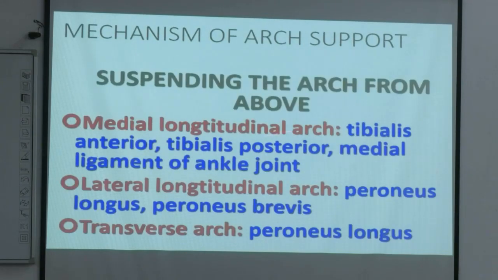Next, so what are the structures forming the sling for the three arches? For the medial longitudinal arch: tibialis anterior, tibialis posterior, and the medial ligament of the ankle joint are forming the sling. For the lateral longitudinal arch, peroneus longus and peroneus brevis are forming the sling. And for the transverse arch, peroneus longus is forming the sling.